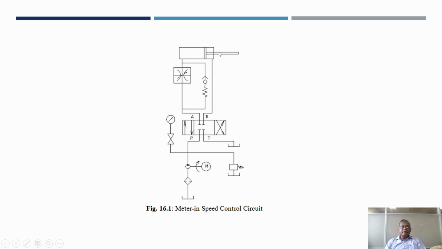At the same time, in the retracted position, the check valve is there, so oil can flow freely. It's the other way around. That is one stroke. When this is moving this way, then there will be controlled flow. In the other direction, it is free flow. Through the check valve, the oil can flow freely.